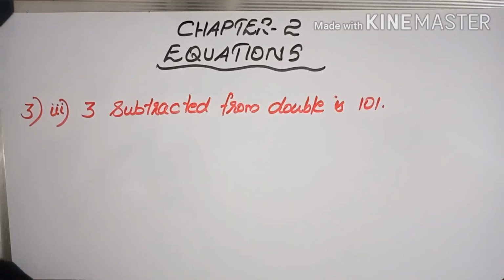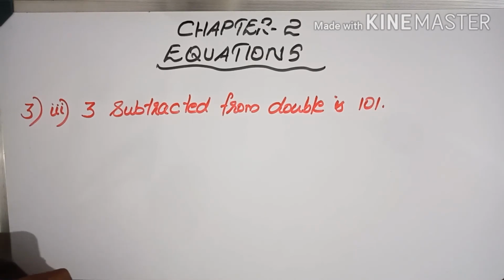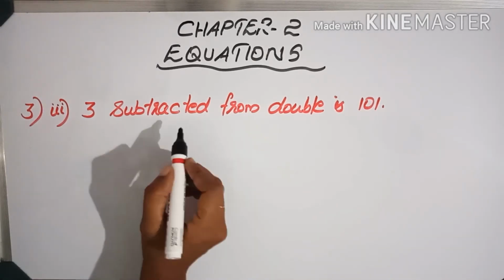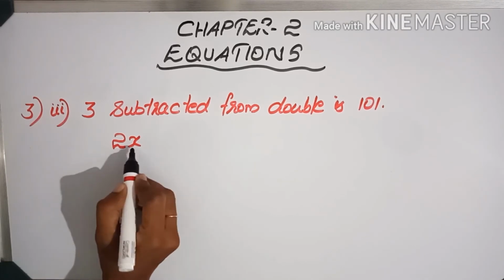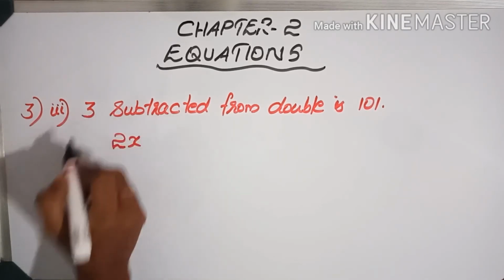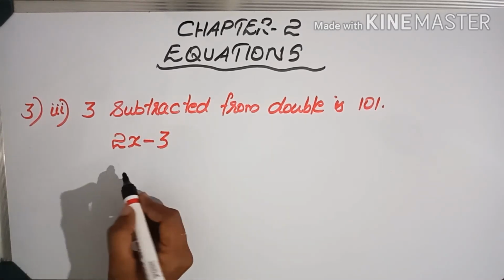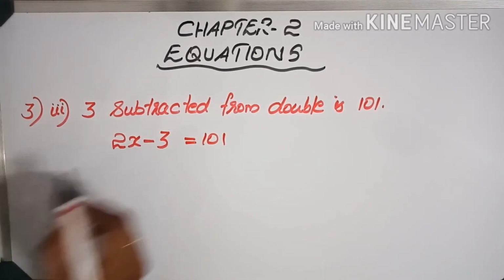Okay, same like the previous question you can do. Third sub question is 3 subtracted from double is 101. Okay, here subtraction. So from double we need to subtract. For the previous question added 2, but here from double we need to subtract 3. So from double means first we need to write double number. Double x means it is 2x, double of a particular number. From this we need to subtract 3. Like this you need to write. Answer is 101. We need to find this number.